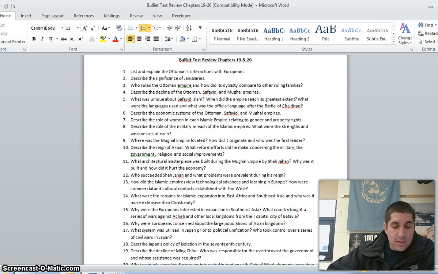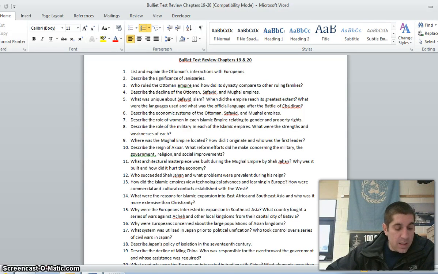the only concern that the Europeans had for the large populations of the Asian nations is they saw them as overwhelming numbers, and so they never attempted to really conquer any of these countries. So they wanted the trade contacts and things like that, but not really a sense of let's go invade because of the large numbers in these Asian nations. 17 is about Japan.